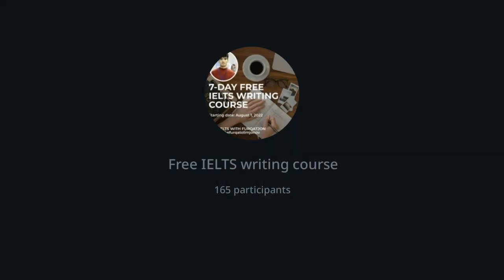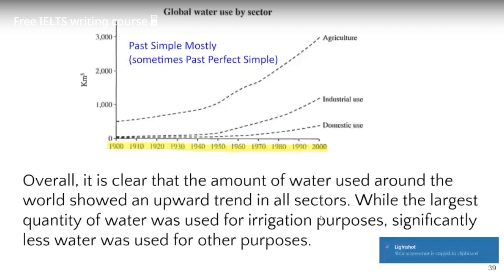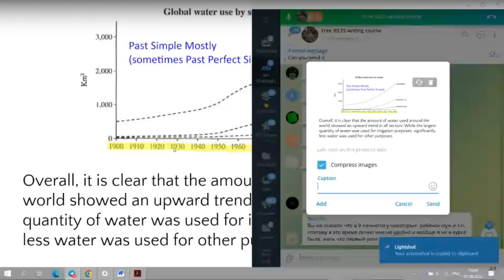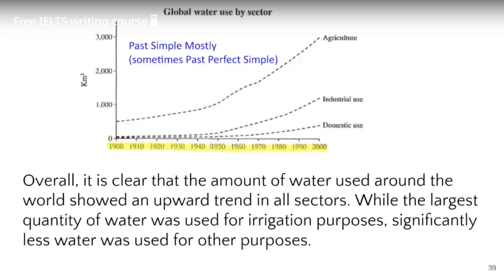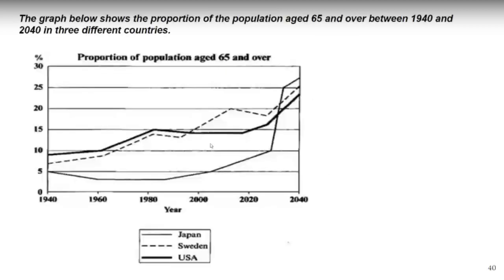Here's what we do. Now you guys learned a little bit about how to write an overall. Now we'll look at another report, and I want you guys to find the key features. So what are the key features about this? The graph below shows the proportion of population aged 65 and over between 1940 and 2040 in 3 different countries. So can you guys analyze the key features of this report? Just write your answers in the comments in the group. What are the key features? Just write your answers.